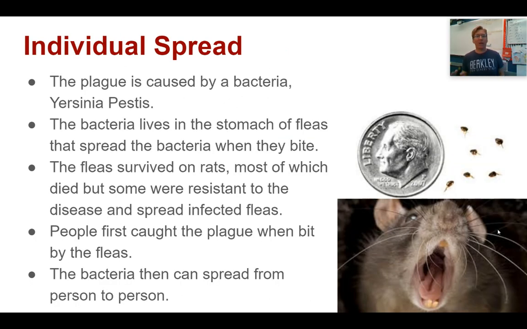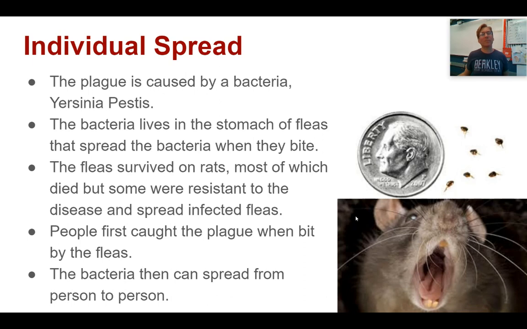So the individual spread, how does this pesky Yersinia pestis spread around? Well, the bacteria lives in the stomach of fleas. Now, fleas survive, they're bloodsuckers, right? They bite something and they drink the blood. And when they do that, they regurgitate a little bit of that blood back. And the bacteria that's in their stomach then gets right back into whatever they are biting, spreads through that bite.